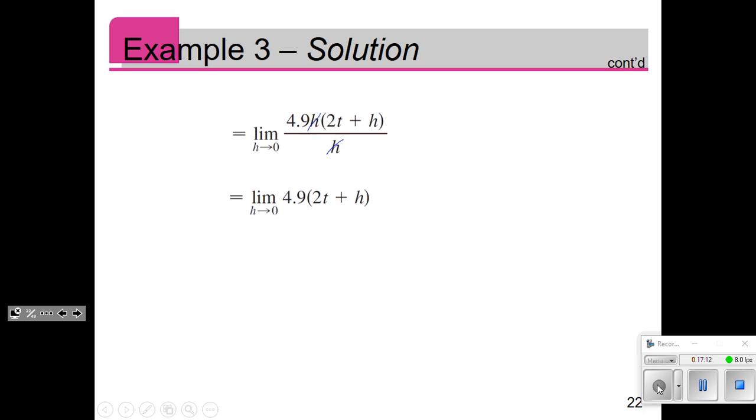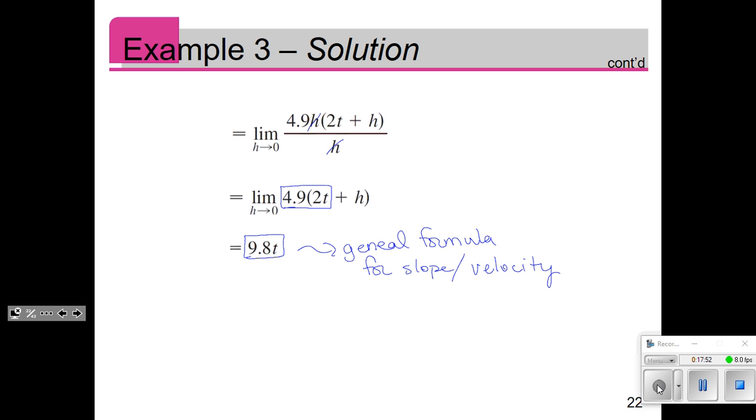So as h approaches 0, all that's left is this part, which is 9.8 times t. As h approaches 0, that's all that's left. This is why, again, we spent so much time talking about limits and how to evaluate them. Okay, so 9.8t, that is the general formula for slope or velocity, because remember, it's the same thing.